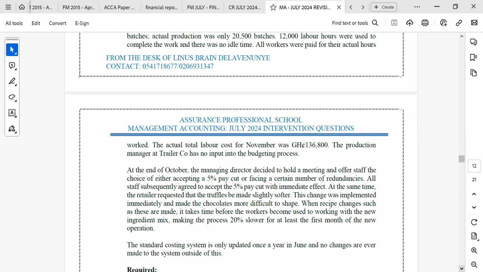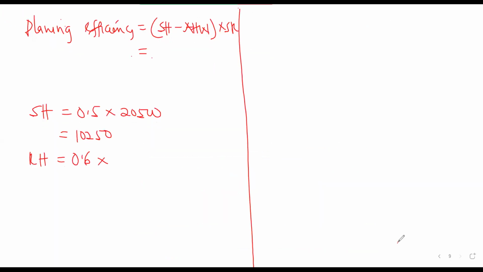So the current hours will now be increasing by what? 20%. So if you are increasing by 20%, what are we going to be getting? No, just increase the 0.5. The standard, which is 0.5, will increase by the 20%. By 1.2. 0.6. Okay, I'm having 0.6. So we have 0.6 multiplied by the actual production of what? 20,500.